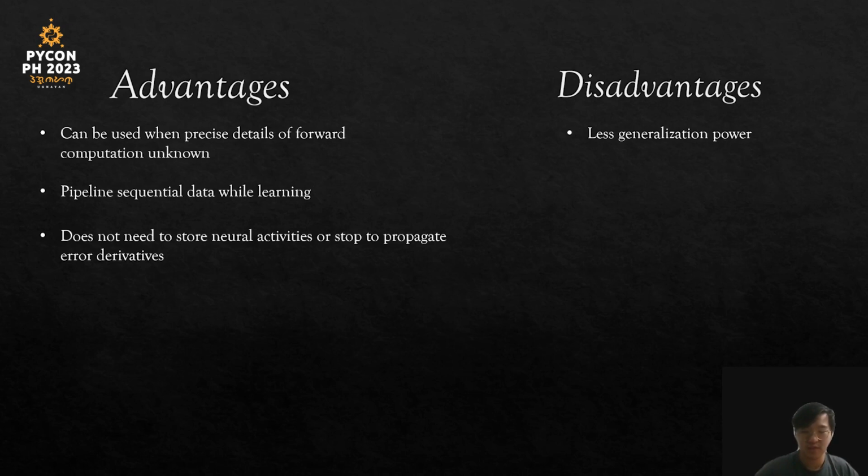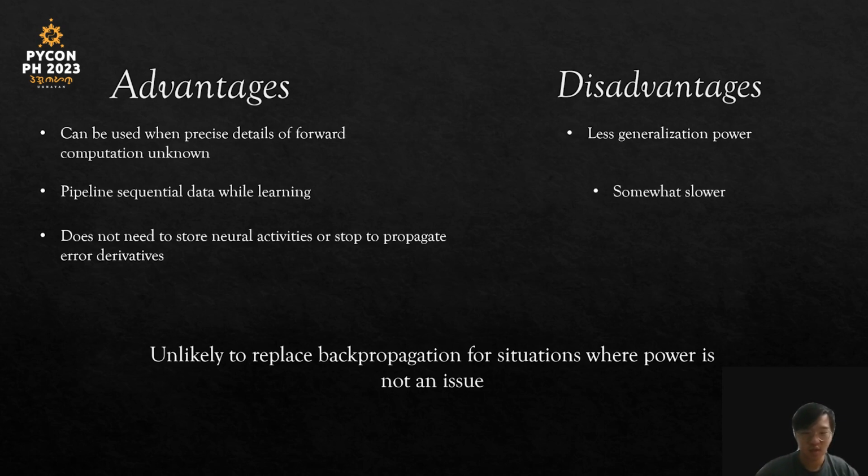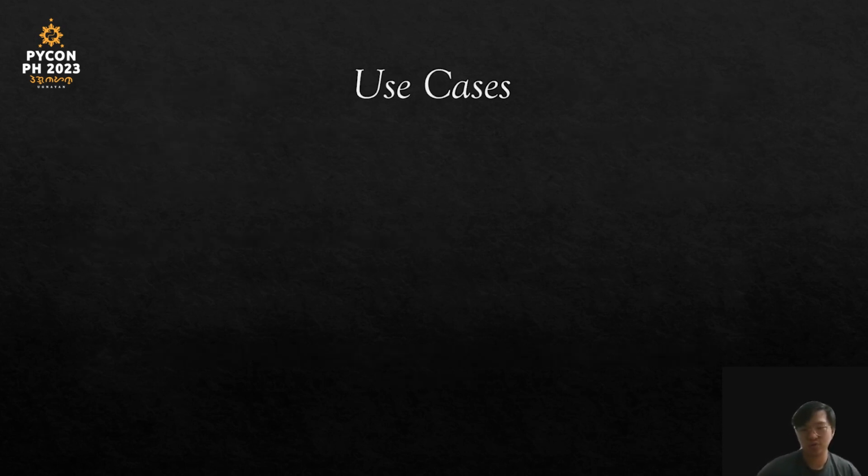So what are the disadvantages? It has less generalization power. So it generalizes worse than backpropagation by a bit, I guess. And it's somewhat slower than backpropagation. So forward is unlikely to replace backpropagation for situations where power is not an issue.